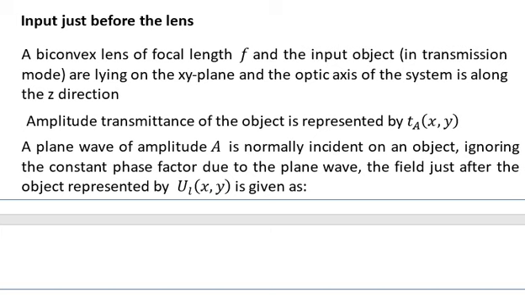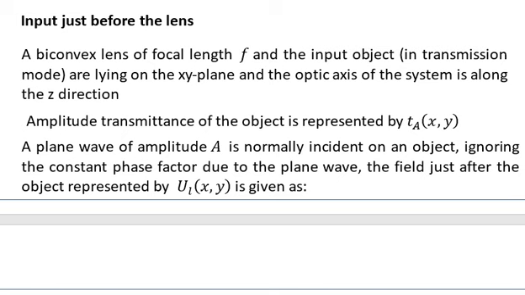A biconvex lens of focal length f and the input object in transmission mode are lying on the xy plane. That is, the lens and the object both are located at the xy plane, and the optic axis of the system is along the z direction. Amplitude transmittance of the object is represented by t subscript a as a function of x, y. So this is the amplitude transmittance of the object that we are using just before the lens.